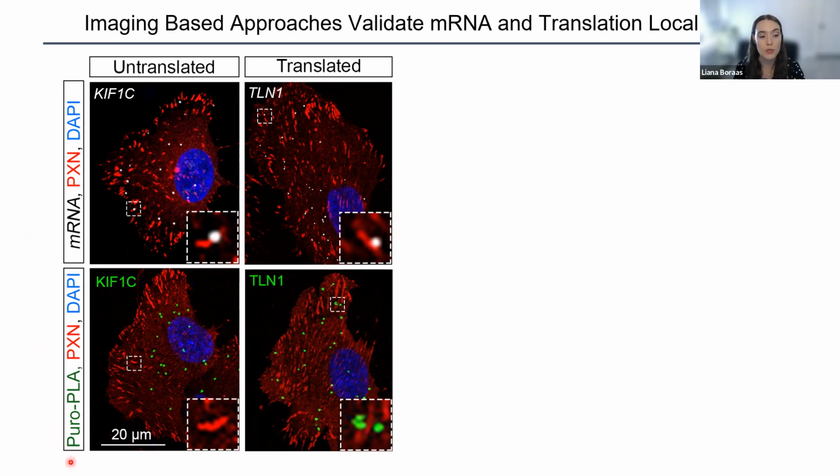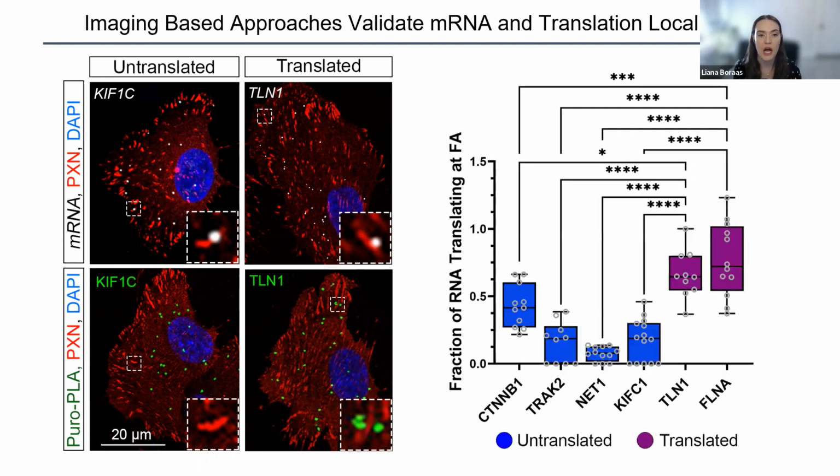We could also do puro-PLA, which is a technique that allows us to look at spots of newly synthesized proteins. And for this, you can see the green dots that represent those spots of newly synthesized proteins. We did this for a number of different species. I'm showing a few here, but what we saw across the board is that the untranslated mRNAs, the focal adhesion mRNAs we put in the untranslated pool based on the sequencing data, had significantly fewer spots of newly synthesized protein near focal adhesions compared to their translated counterparts.